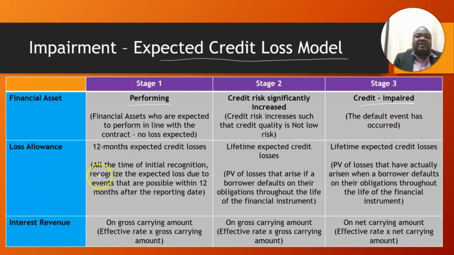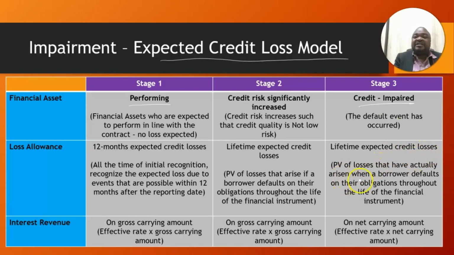What about the loss allowance? Stage 1, 12 months expected credit losses. At the time of initial recognition, recognize the expected loss due to events that are possible within 12 months after the reporting date. Stage 2, lifetime expected credit losses. Here we need the present value of losses that arise if a borrower defaults on their obligations throughout the life of the financial instrument.